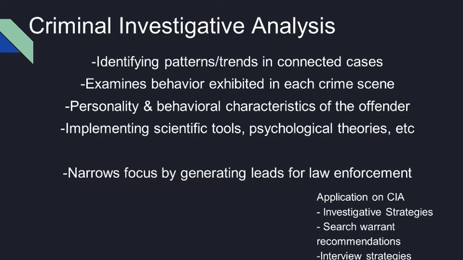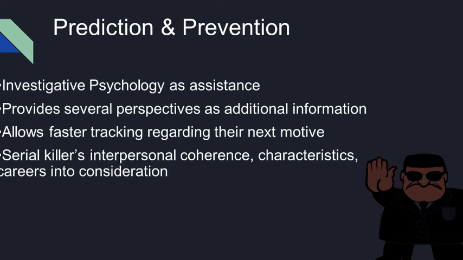The application of CIA is that they apply a lot of investigative strategies, search warrant recommendations, and interview strategies. Now, if you're able to predict a serial killer, you are able to prevent his future motives as well, right? So when it comes to this section, the CIA often use investigative psychology as an assistance, as it provides several perspectives as additional information. It allows faster tracking regarding their next motive, and it allows law enforcement to understand the serial killer's interpersonal coherence, characteristics, and careers.